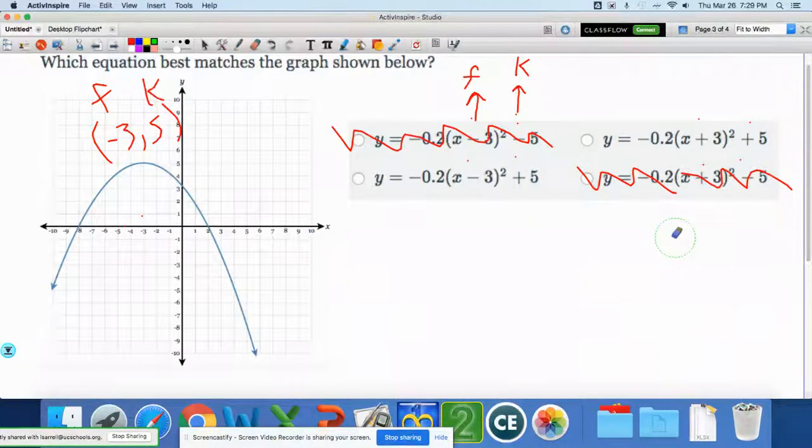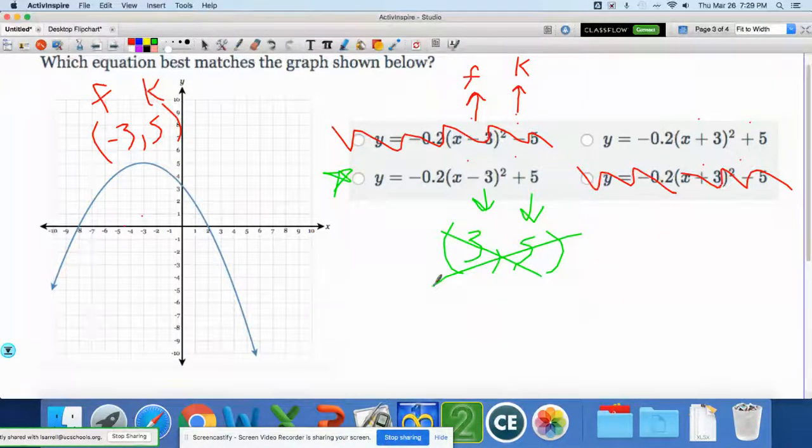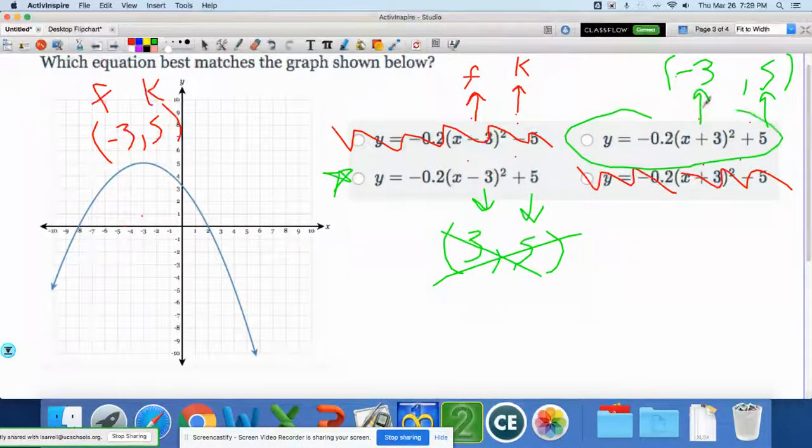If this was our answer, this option C down here, let's test it. Tell me, what would the vertex be? Well, if I flip that, I get 3. If I keep that, I get 5. That's not my vertex. What about this one? If I flip that, I get -3, and if I keep that, I get +5. That's the vertex I'm looking for. So that would be my answer.